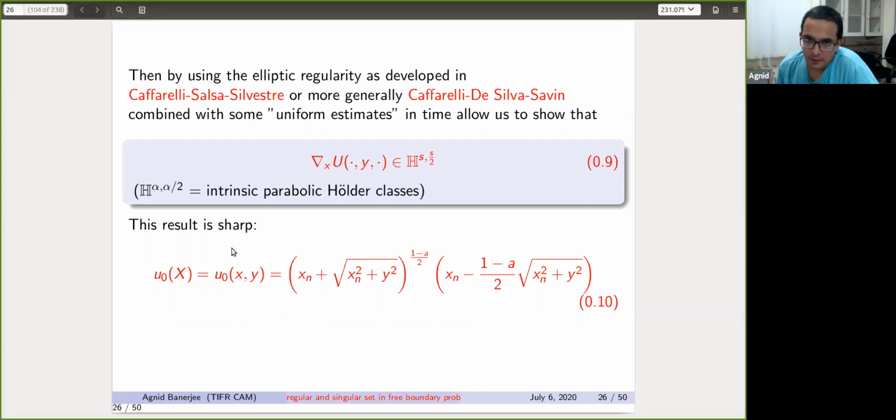So we get the optimal regularity, which is H^{1+s} half, nothing but the parabolic C^{1,s} spaces, where you scale the time and the space differently. So you take the linear scaling in space and the quadratic scaling in time. And this regularity is sharp because even in the elliptic case, you cannot get more.